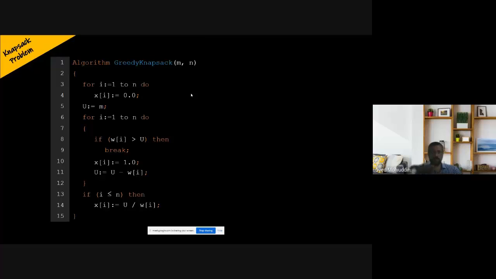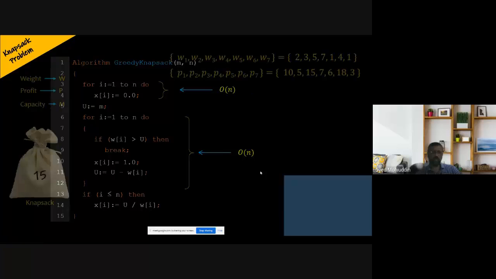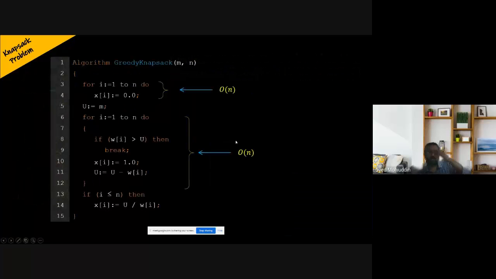So this is how this greedy knapsack will work. Let us look at the time complexity. Obviously, this for loop runs for n number of times, so it is O of n. This entire for loop will also run O of n times. And the other statements are primitive statements. So the entire complexity of this greedy knapsack is O of n.